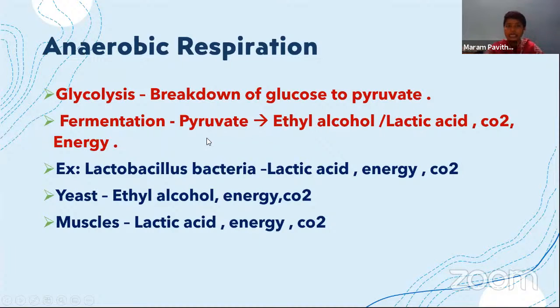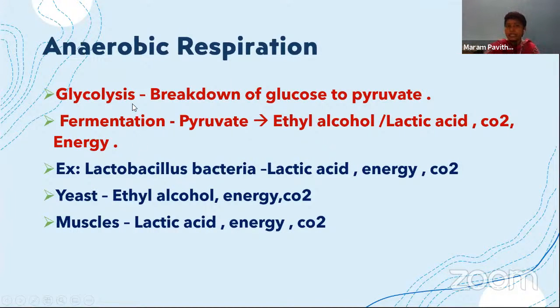What happens in the second phase? Oxygen is not available to this pyruvate. Oxygen is absent here. Pyruvate is not oxidizing here. So that is why they perform the fermentation process. In fermentation, what happens? Pyruvate is broken down into ethyl alcohol and also produces energy. Carbon dioxide is also produced in this process, that is the fermentation process.